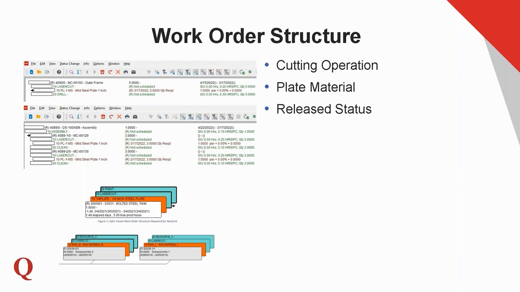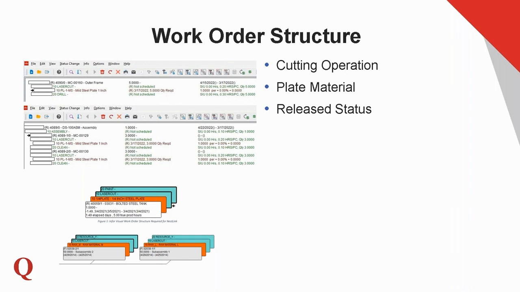In this case, NestLink is looking at work orders that have a particular structure and have certain information on that structure. That information is the cutting operation, so that's the first step. Then our plate material, and then also that being a release status. Those are the very basic requirements that NestLink needs in order to say, hey, this is a work order that we need to create inside of our nesting software.